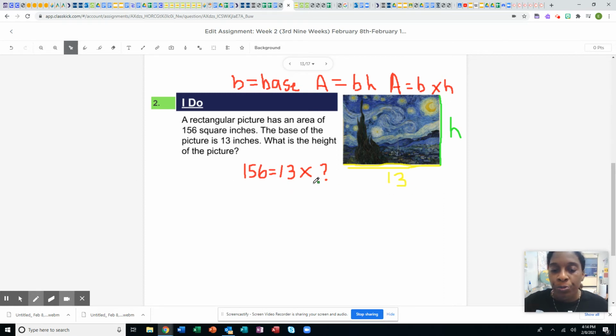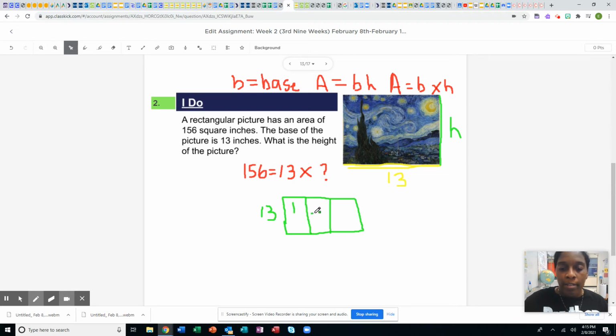So we can use the inverse operation. This is like finding the unknown, okay? When we do not know one of these figures, we can use the inverse operation to determine what the value of this missing number is. So the inverse operation of multiplication is going to be division. So we're going to divide. 13 is going to be our divisor. And I'm just going to divide this.